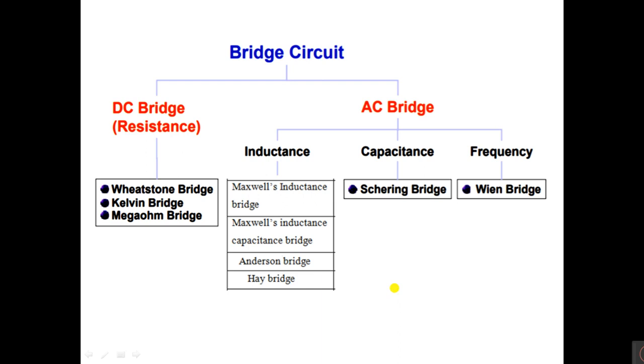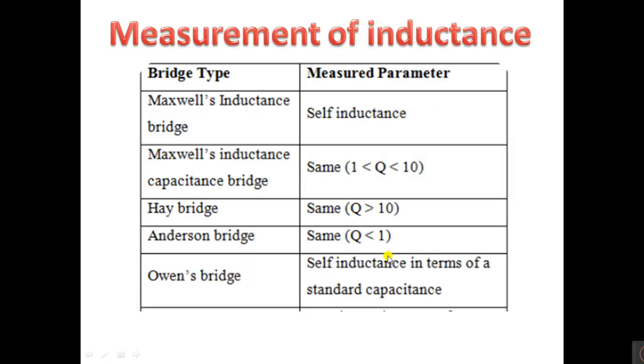To measure inductance, the methods are the Maxwell inductance bridge, Maxwell inductance capacitance bridge, Anderson bridge, and Hay bridge. To measure capacitance, the Schering bridge, and to measure frequency, the Wien bridge. Among these inductance bridges, the Maxwell inductance bridge is used to measure self inductance.